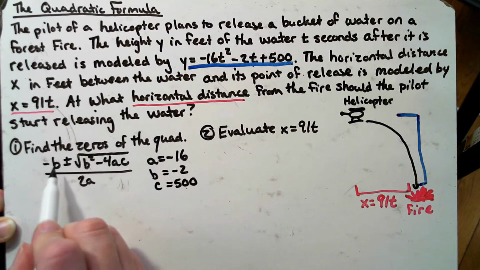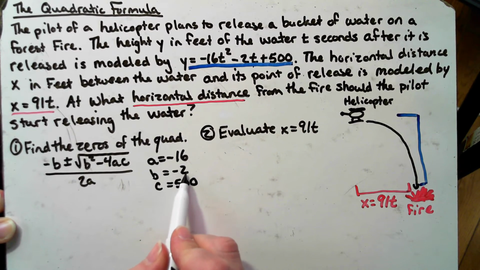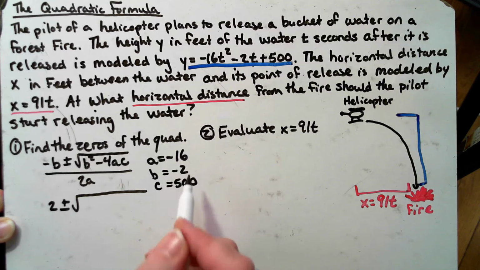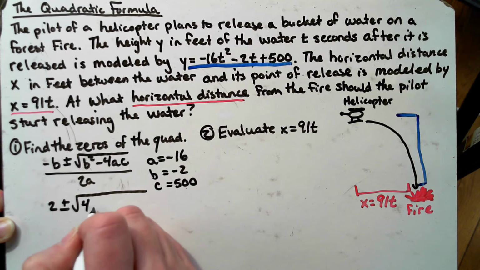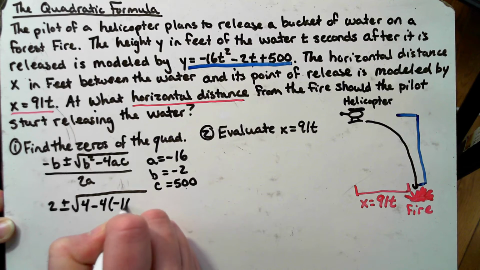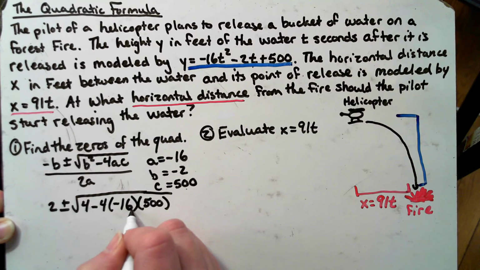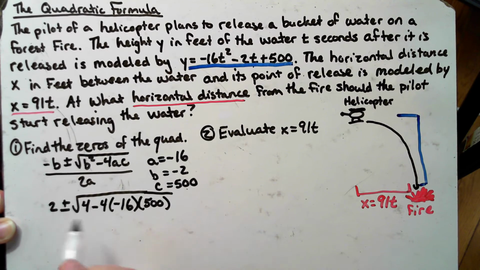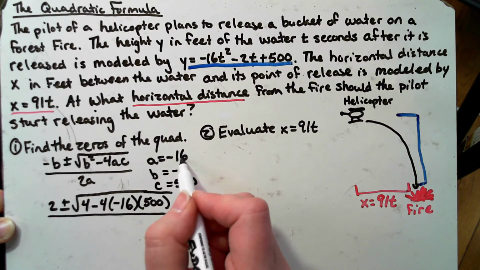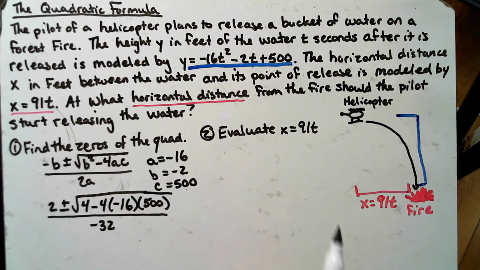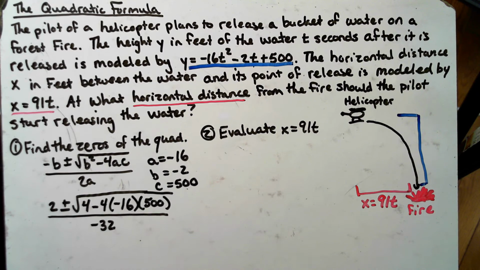So let's just put it in. Negative b, so it would be positive 2 that I put in, plus or minus the square root of b squared. Negative 2 squared is 4, minus 4 times a times c. And I just put the a number of negative 16 and the c number of 500. And it's all over 2 times a. So 2 times negative 16 is negative 32. And because this is a real life problem, and because I need an actual time value, I can plug this right into a calculator. So I have my calculator here.